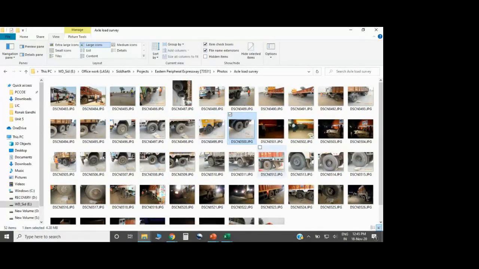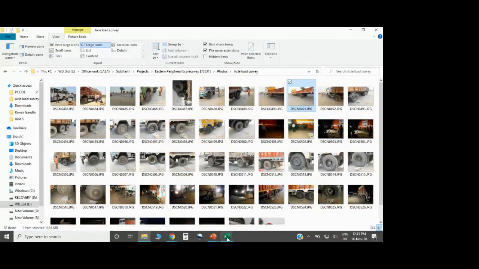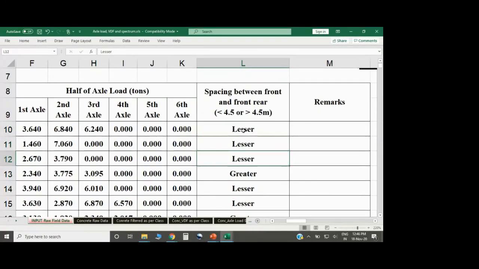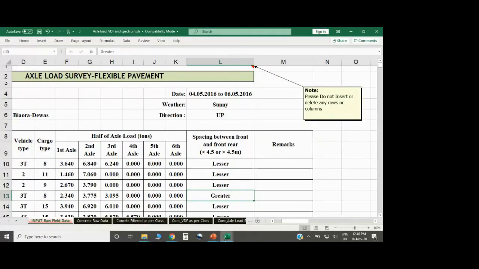If I show you one complete vehicle, this is a truck, and this is the front axle and this is the rear axle. The spacing between the front and rear axle, that also you have to measure. And if it is greater than or less than 4.5 meter, you have to enter that input over here. You can see here it's lesser, as in less than 4.5. Here it's greater, as in greater than 4.5. So this is the way in which you do the axle load survey.